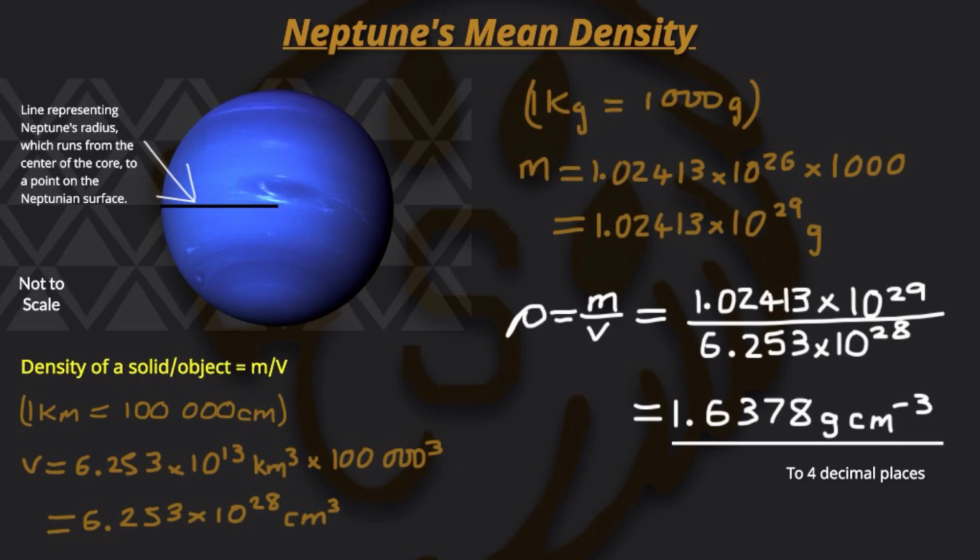So we start by converting the values that we have for the mass and the volume of Neptune. So for the volume, our conversion rate is 1 kilometer is equal to 100,000 centimeters.